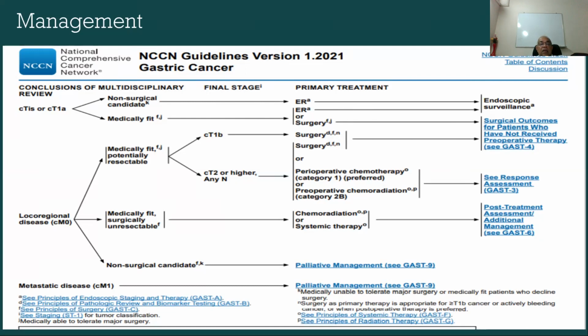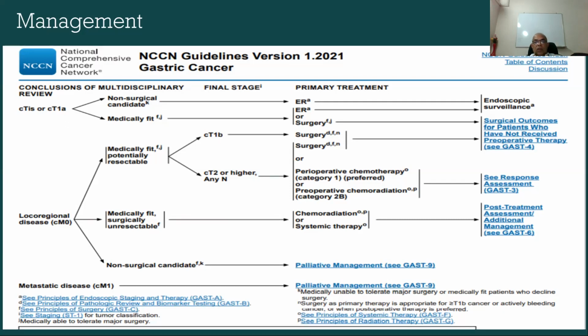Now, otherwise, any patient who's medically fit, surgery is the treatment of choice. Patients who have higher than a T1A lesion without any metastasis and are medically fit, the best treatment for them is an operation. Now, depending on where the tumor is situated, this may be a partial gastrectomy, especially if the tumor is distal, or it may be a total gastrectomy if the tumor is more proximal.